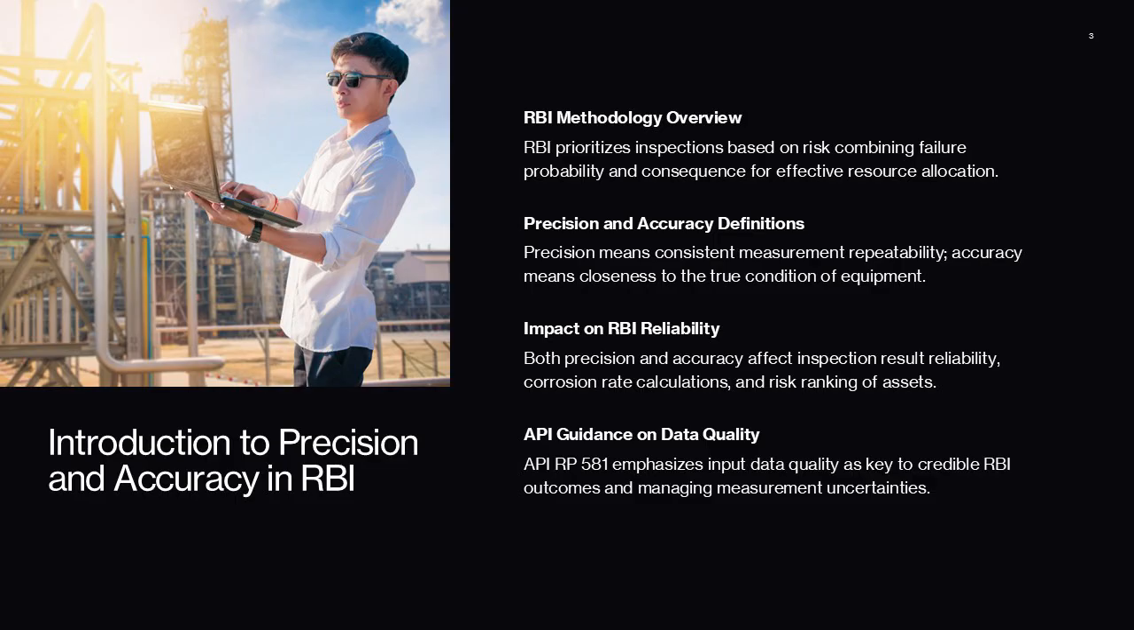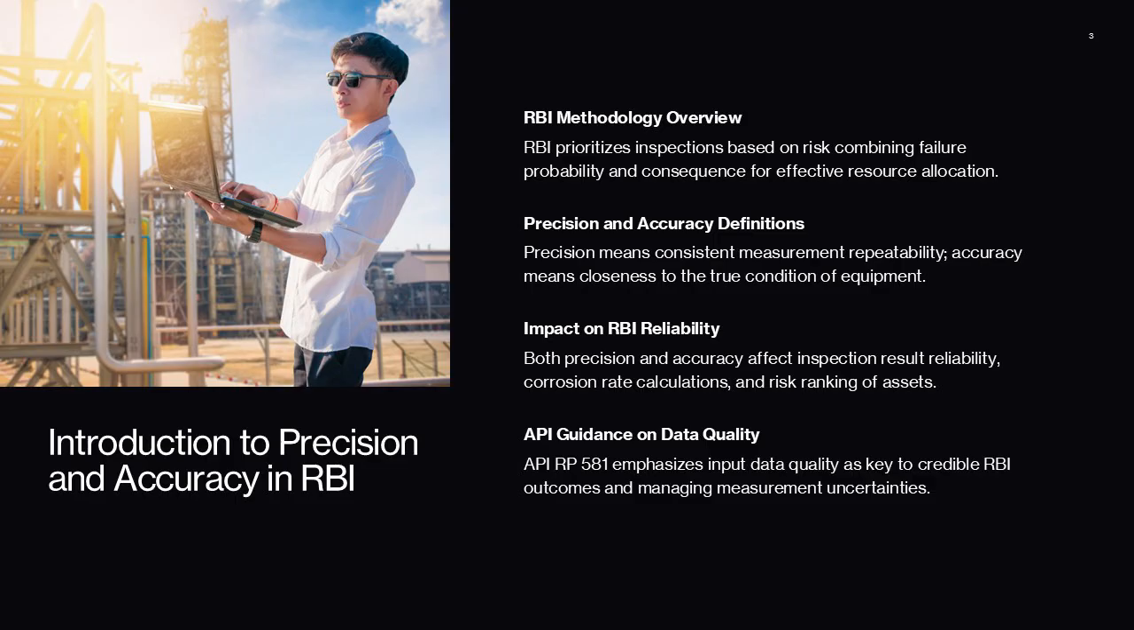Risk-based inspection, RBI, is a structured methodology used in the oil, gas, petrochemical, and process industries to prioritize inspection activities based on risk, which is defined as the combination of probability of failure and consequence of failure. In this context, the concepts of precision and accuracy are fundamental because RBI relies heavily on inspection data, degradation rates, operating conditions, and damage models to make engineering decisions.